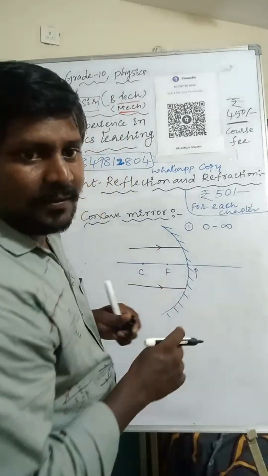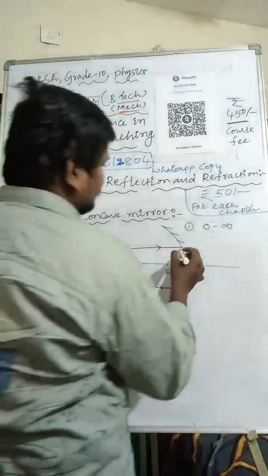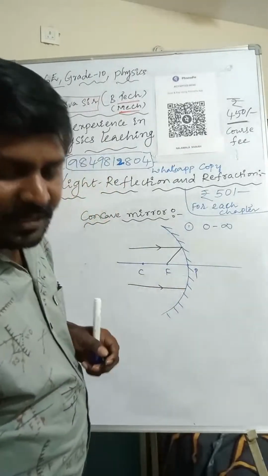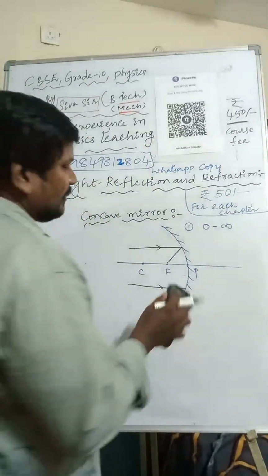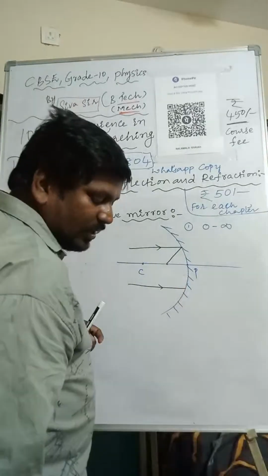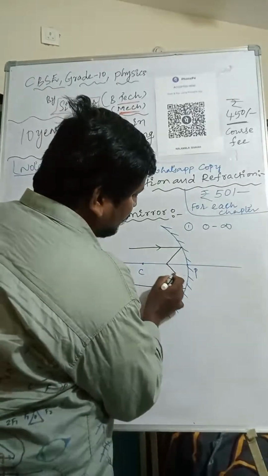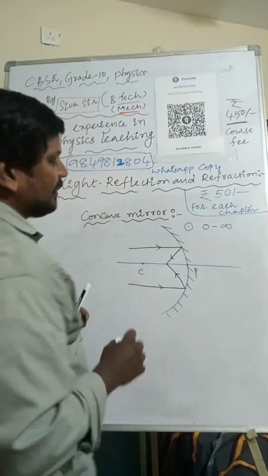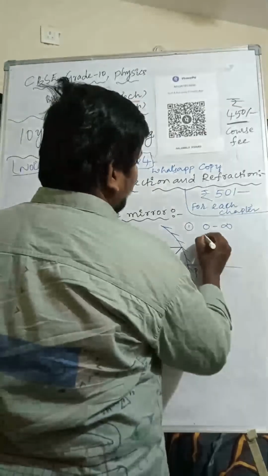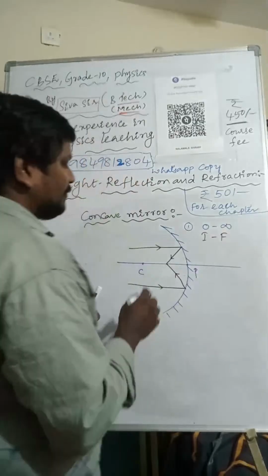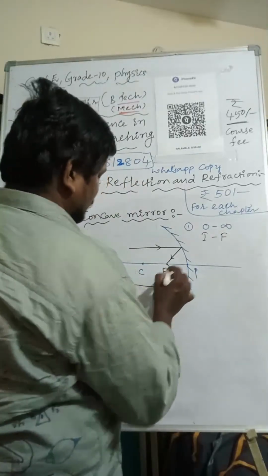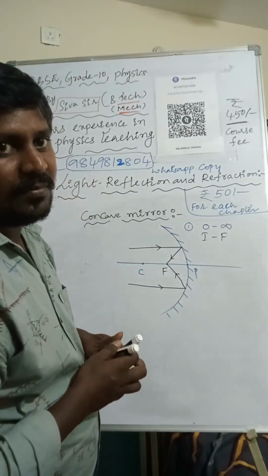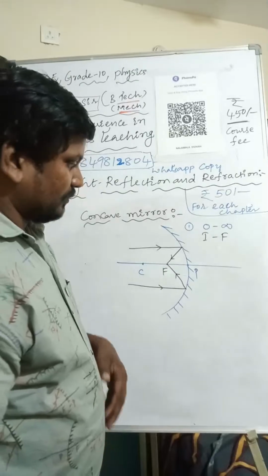After reflection, you can see like this. So the object is at infinity, and the image is formed at focus. This is the focus. Object is at infinity, image is formed at focus. Clear?